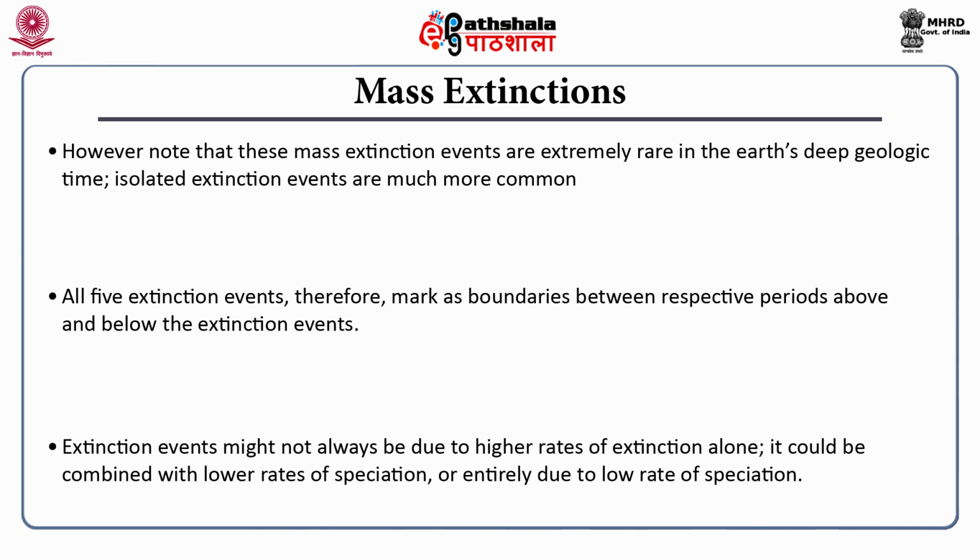It could also be due to the rate of speciation being very low. So, either the rate of extinction is very high or the rate of speciation is very low. Either way, it will lead to a decrease in global biodiversity. It could be entirely due to a low rate of speciation, as we will see. One of the global extinction events was due to a low rate of speciation, not really because of a high rate of extinction.